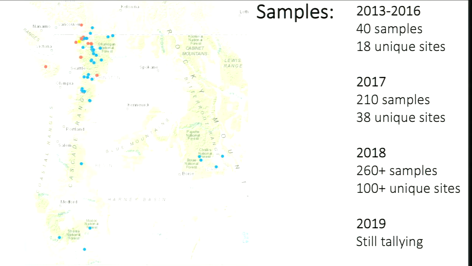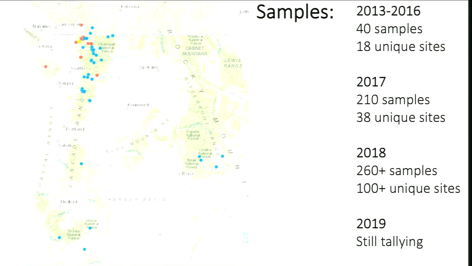My lab has been at this since 2013, but from 2013 to 2016 I was doing a kind of pilot study, so we just took a few samples. I had 40 samples from 18 unique sites. In 2017, we grew a lot, and we got 210 samples from 38 unique sites.